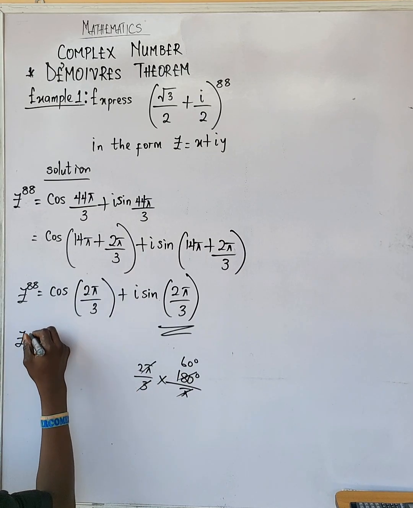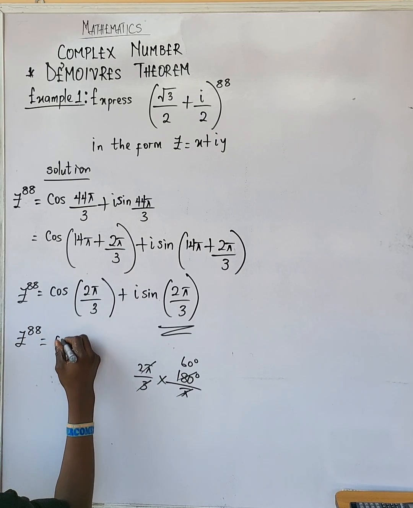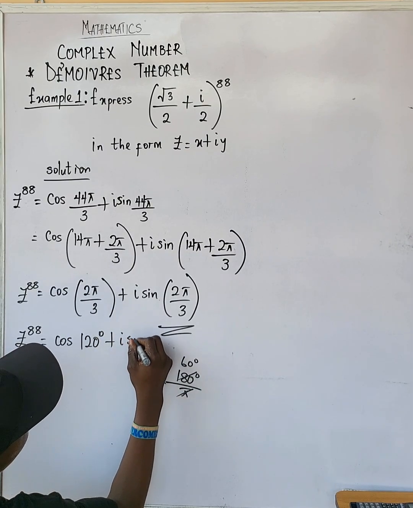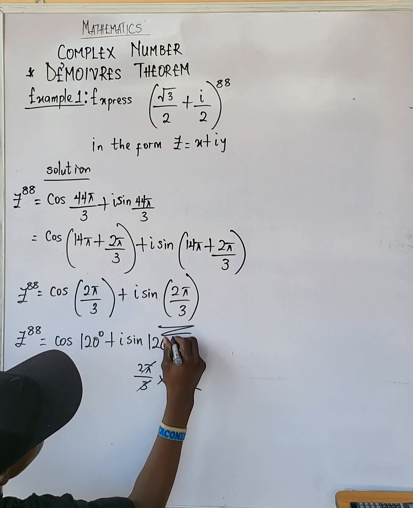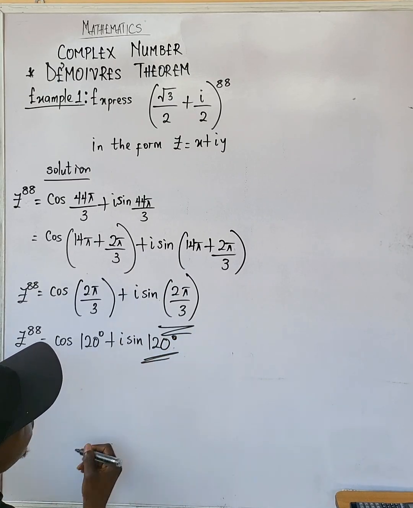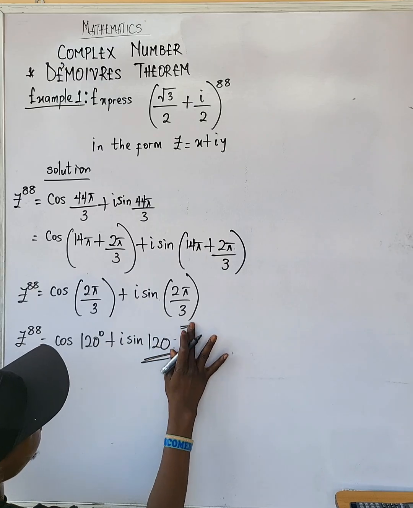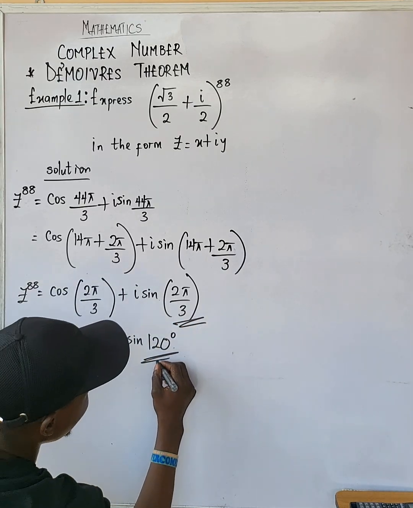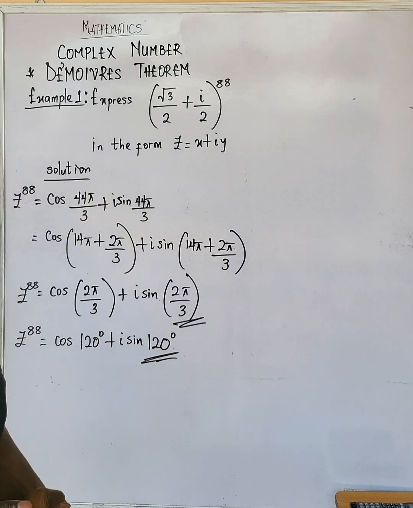2 times 60 is 120. Meaning I can put my answer as z to the power of 88 equals cos 120 degrees plus i sine 120 degrees. Do you understand? And that's how we get the final answer. So it's very, very simple. I hope you understand. So this is just how we solve questions like this.